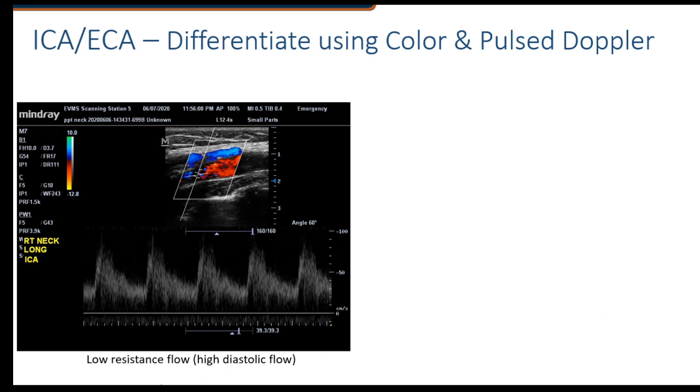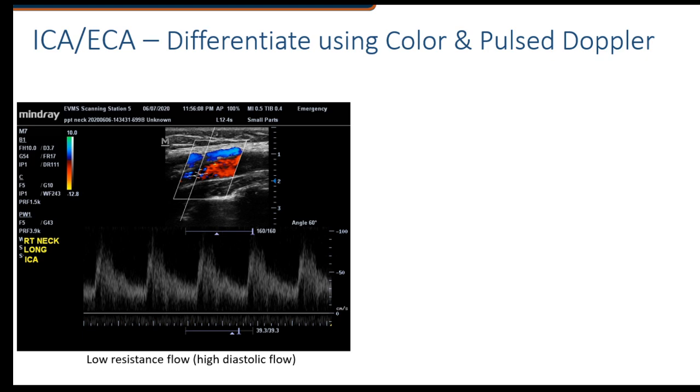So if you look at this pattern, we have our upstroke of the systole, and then we have this gradual downstroke of the diastole and a lot of antegrade flow. There's still a considerable amount of flow here. So this is indicative of a low resistance flow, or high diastolic flow, however you want to term it. And this will allow for blood to move to the brain in a fashion that would not be dangerous to those vessels in the brain.